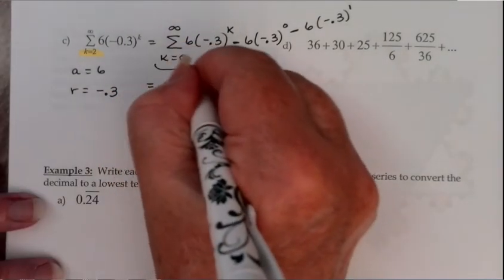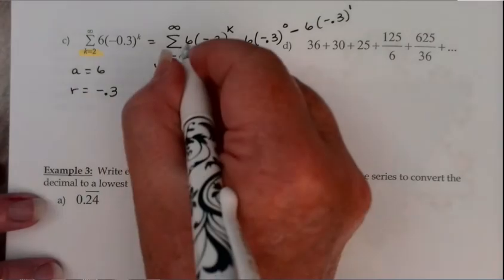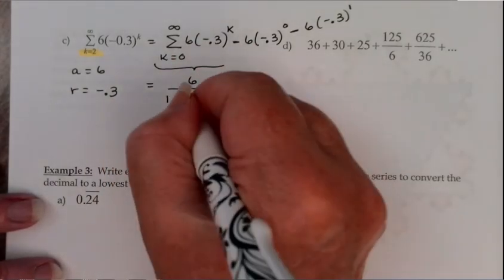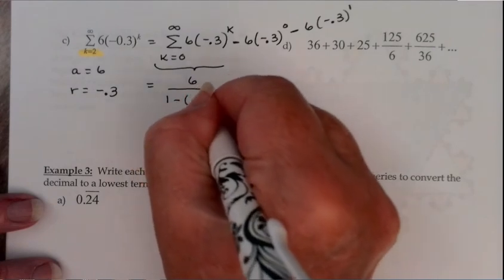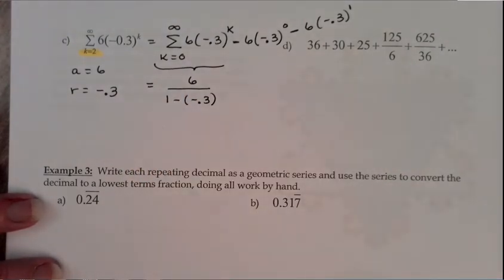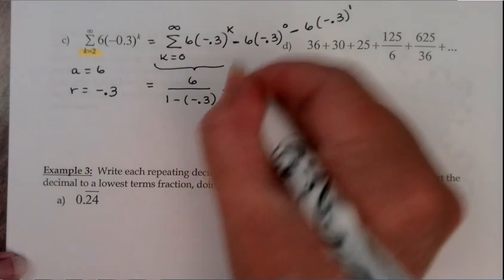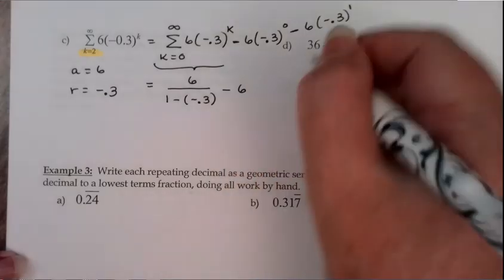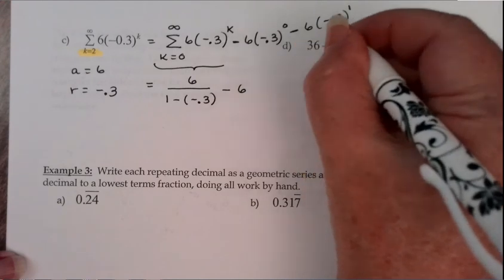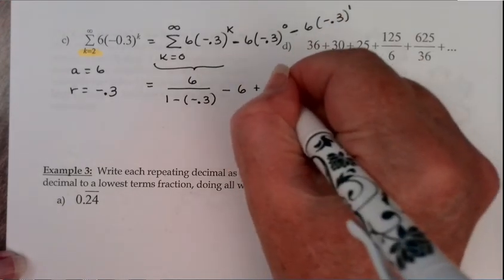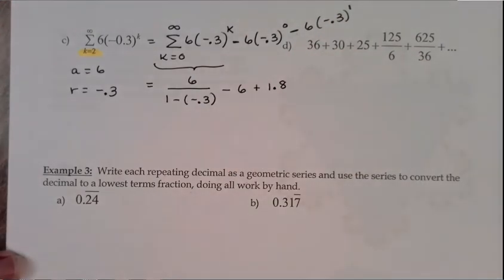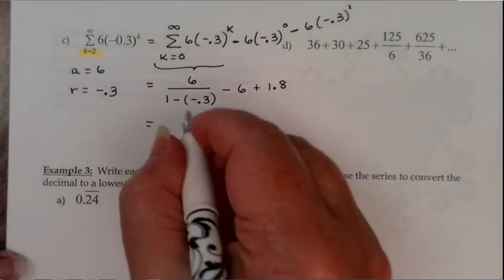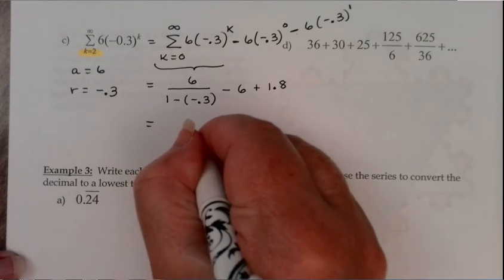So this one, I used my formula. Again, a was 6 over 1 minus r, which was negative 0.3. And then I'm subtracting, that's just 6 times 1, or 6. And I'm subtracting this, that's actually a negative times a negative, so that'd be a plus 1.8. Plug it into the calculator, especially for that first term, gave me 0.4154.